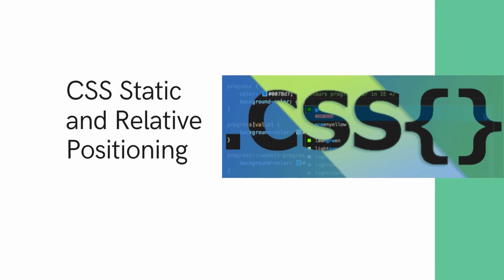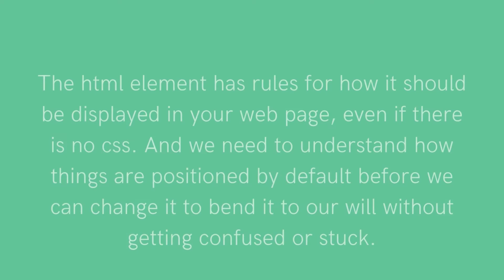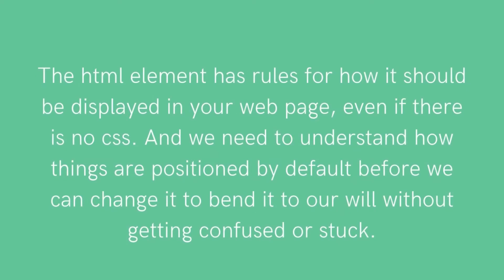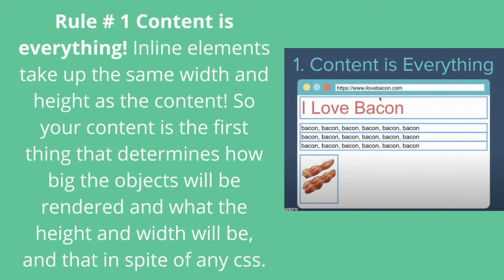In the last tutorial, we looked at how the display property can be changed using CSS. And now, in this tutorial, we are going to take a closer look at CSS positioning. But what we need to understand first is that even without CSS, your HTML element already has predefined rules for how it should be displayed on your web page. So let's take a quick look at these rules.